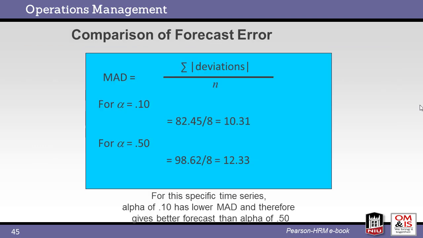Comparing the two MAD values, we see that for this specific set of data, an alpha value of 0.10 gives us the better forecast, resulting in less deviation.